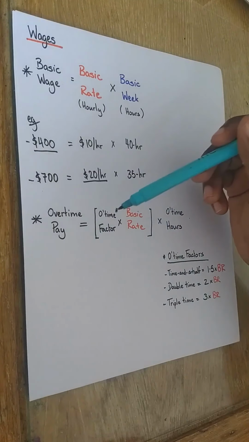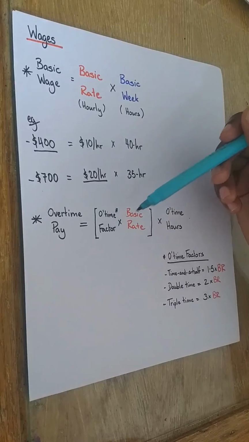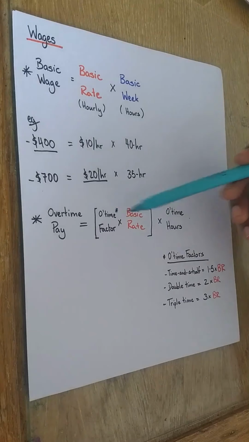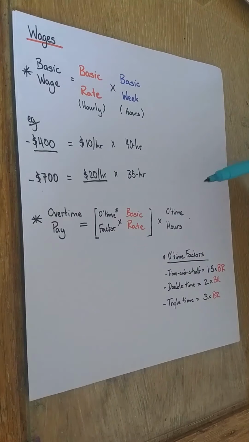So calculations for overtime pay are usually constructed in this way. Whatever the overtime factor is, whether it be double time, triple time, time and a half, multiplied by the basic rate to increase the hourly rate at which you are paid, multiplied by the hours that you work overtime. So the common examples of overtime factors would be time and a half, which is 1.5 times the basic rate, double time, which is 2 times the basic rate, and triple time, which is 3 times the basic rate.